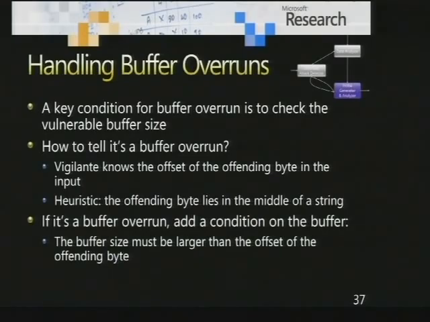Once we find the buffer overrun, we will add a condition in our vulnerability predicate saying the buffer size must be larger than the offset of the offending byte in the string. This tells us the minimal size the buffer overrun attack must have.